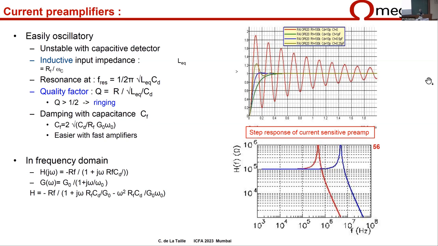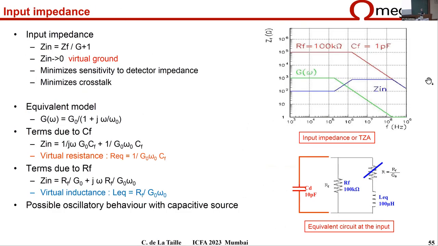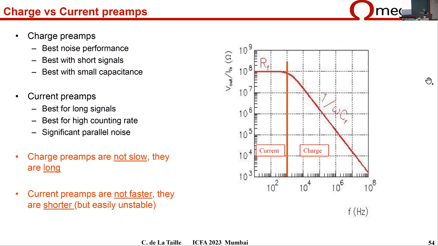To make a long story short, in the end, you have a resistor in parallel with a capacitor. And so it's difficult to make the difference between the charge preamplifier and the current preamplifier. It will just depend on the value of RF and CF and on the frequency at which you will be operating. After that, the rise time is not going to be different. You will probably have more stability issues with the current preamp, but that's all.